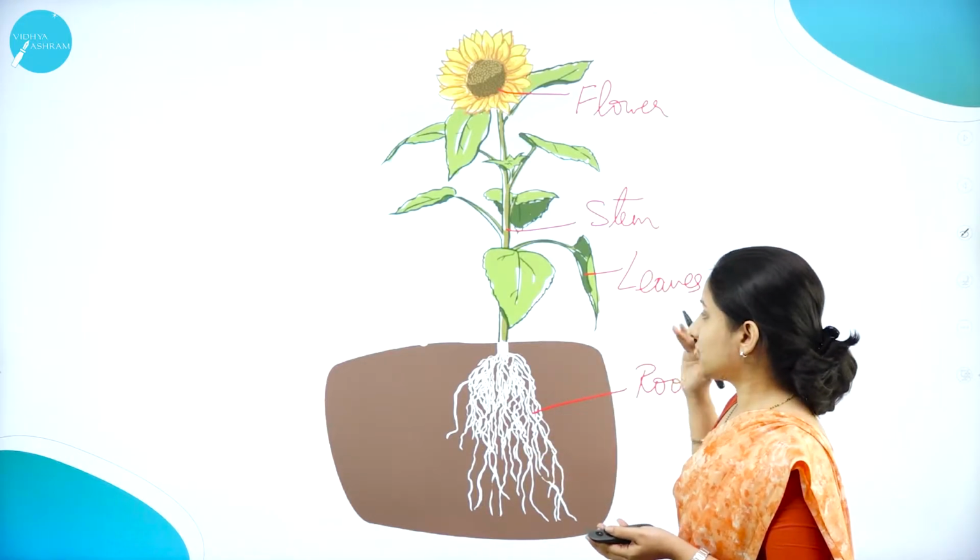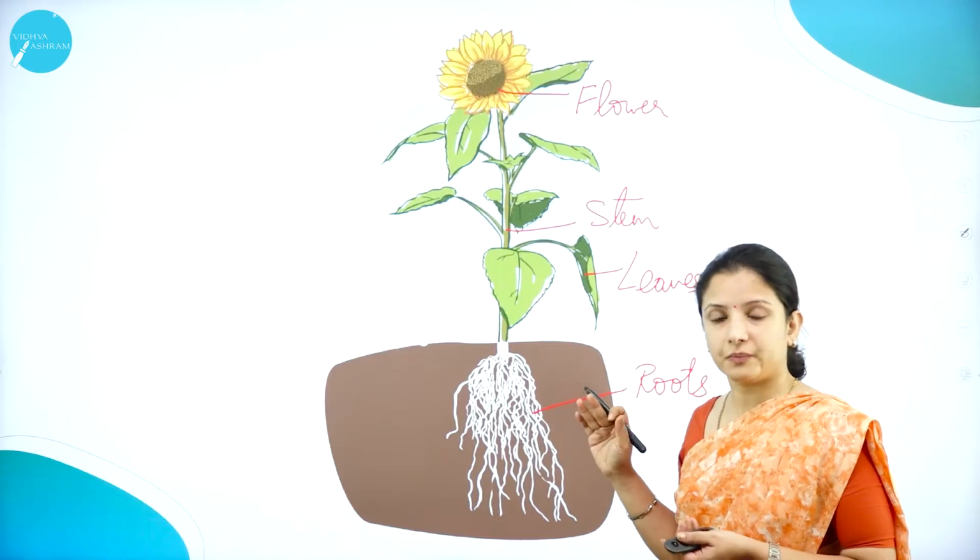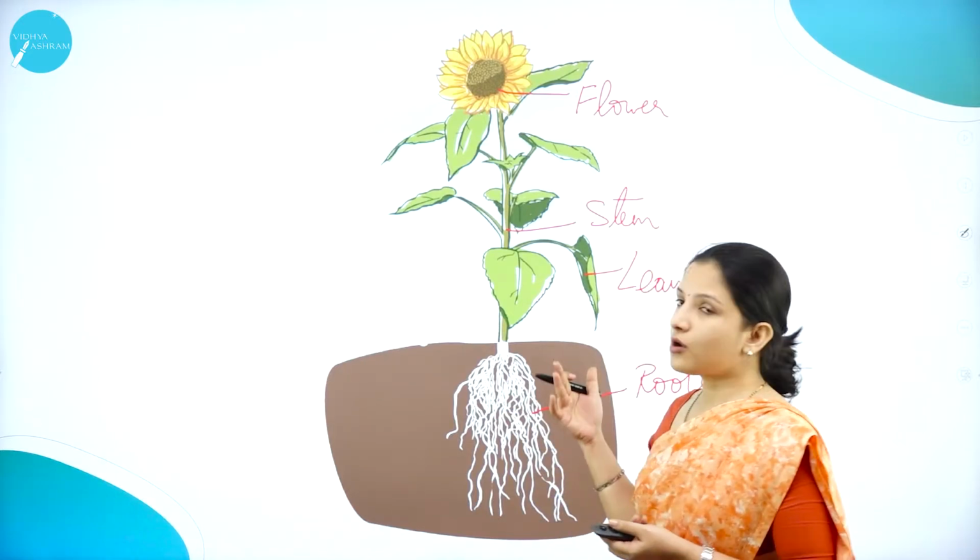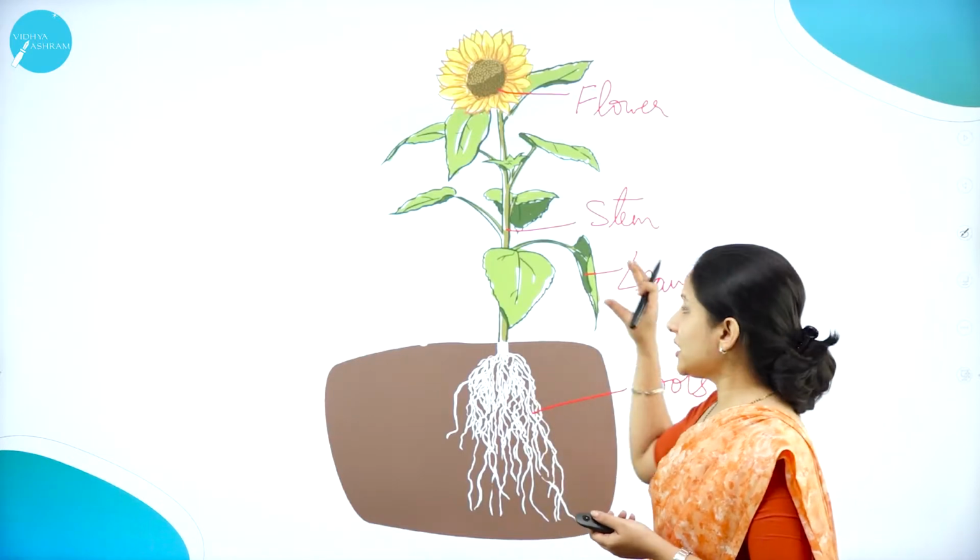So now you know the structure of the plant and the different parts of the plant in general. We shall move on to studying in detail about each of these parts one by one.